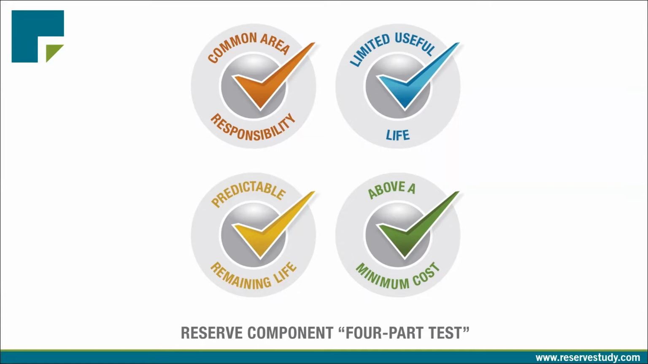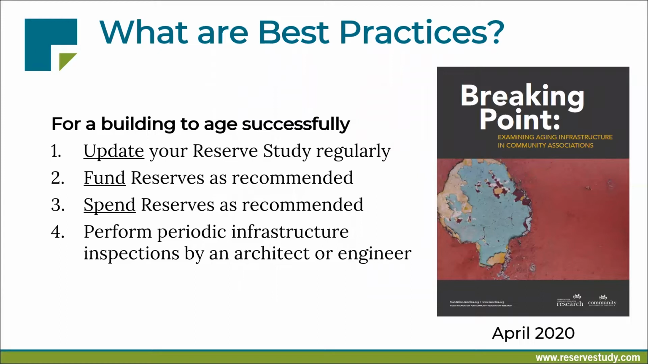And again, keeping the numbers simple, in 2020, CAI, the National Trade Organization, released a research paper on best practices for how to get successfully to the future. So for every building that's getting a little bit older every day, how does that happen? How do you get successfully to the future? Well, it's a 4-part process. Number 1, update your reserve study regularly. Make sure you're working on fresh information, not old information.